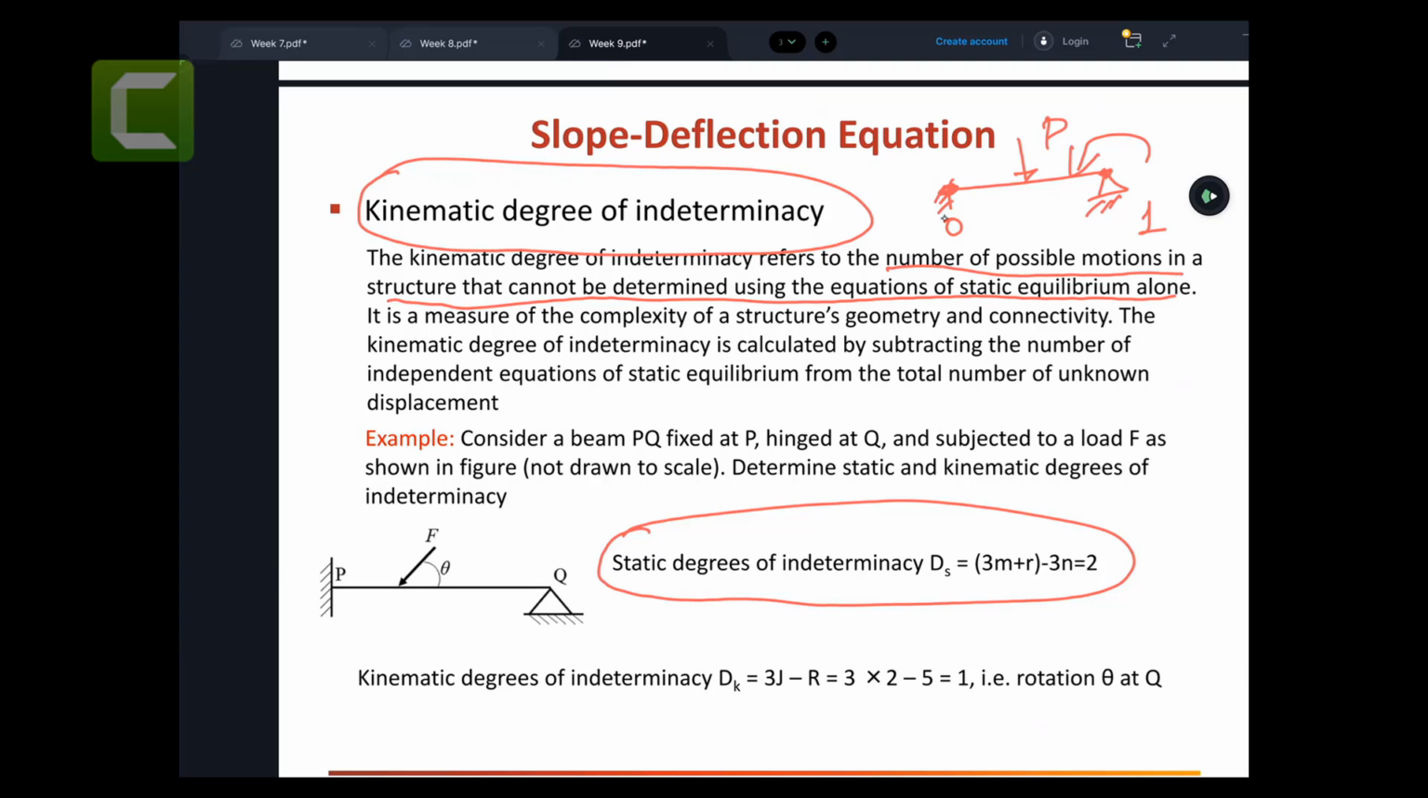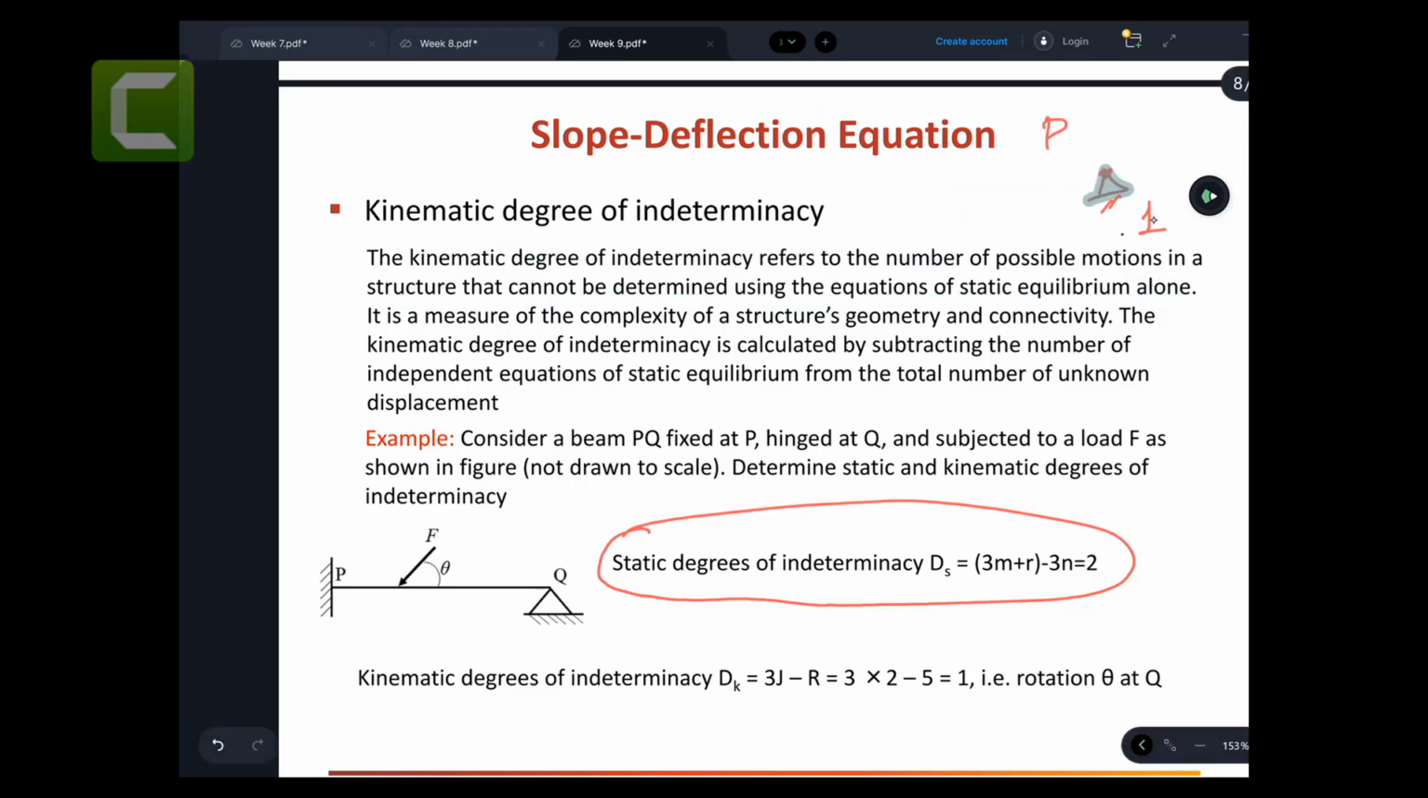So these are the fixed degrees of freedom. You can say this is zero, meaning that these points cannot go left, right, cannot go up and down, cannot rotate. But this particular point, which is the pin support, has one free degree of freedom. So we can say that this is one kinematic degree of indeterminacy. I hope it makes sense.